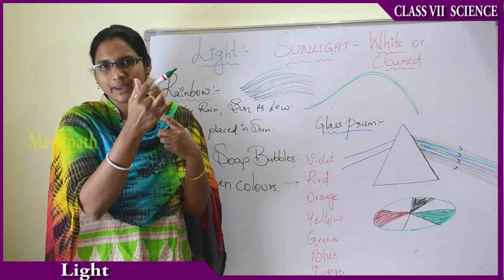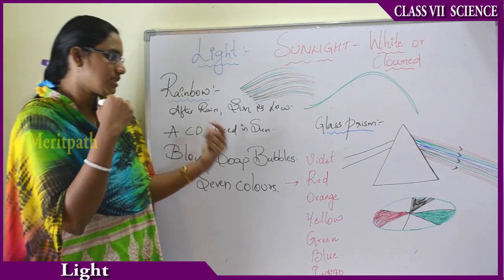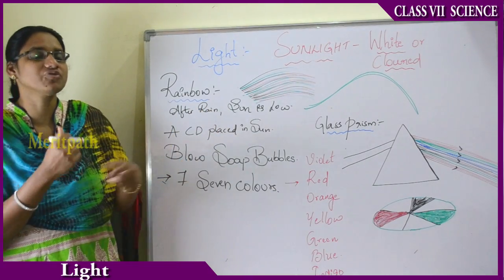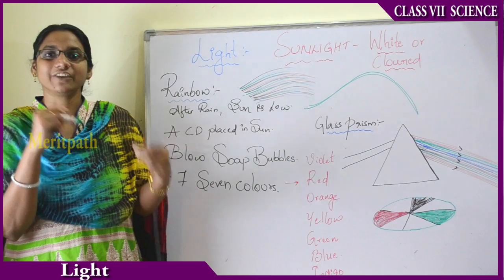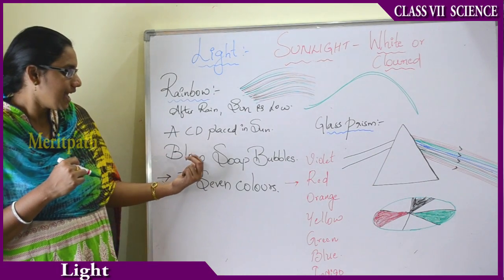It will be reflecting some type of colors. That is also one example of how to find out the colors which are involved in the sun. And let us see one more example.